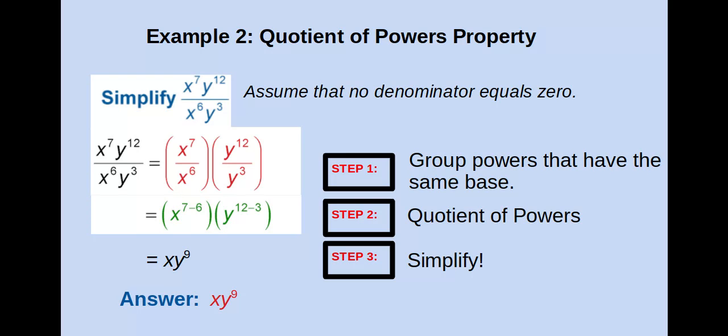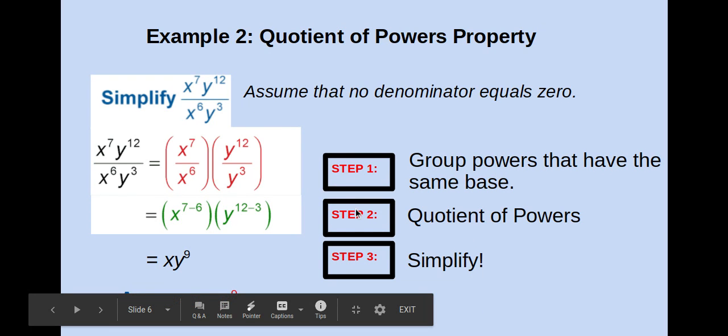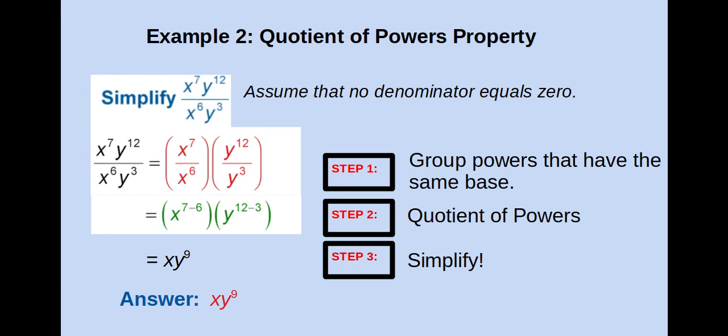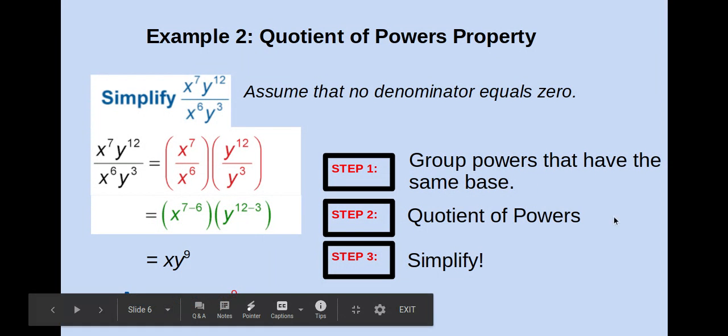So x to the 7th power minus 6, and that's grouped in 1. And now we have y to the 12th minus 3, which is grouped in another, and that's quotient of powers, which is our second step. Now for our third step, we're just going to simplify, which means subtracting them and bringing the whole operation together, and we get xy to the 9th power, and that's our answer, xy to the 9th power.